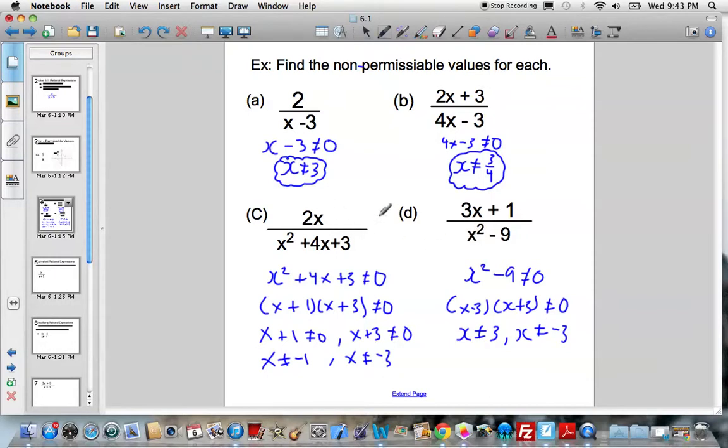Now what you might also notice, and you might be curious why, is that I didn't touch the numerators of these things. Numerators do not affect the non-permissible values. You're only worried about when the denominator is 0. That's what we're interested in, division by 0. Alright, so I hope that answers questions about non-permissible values.